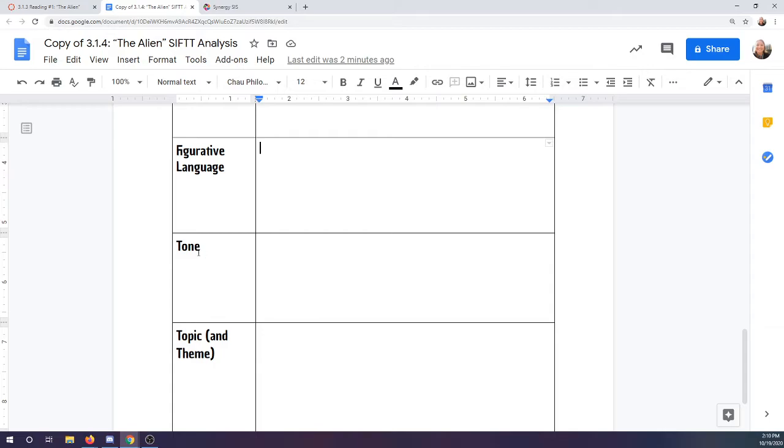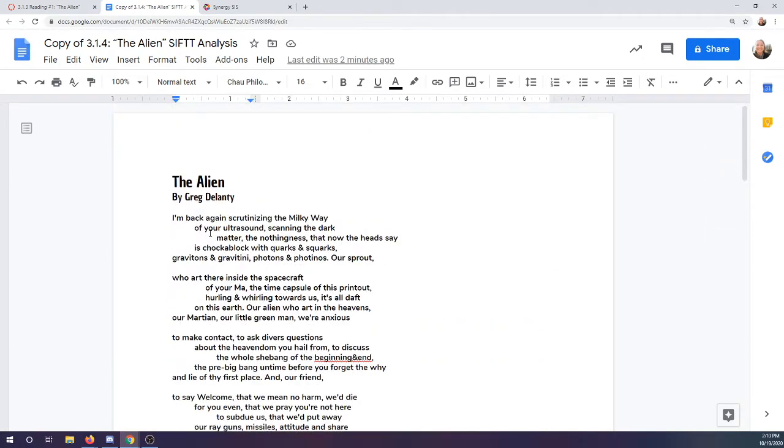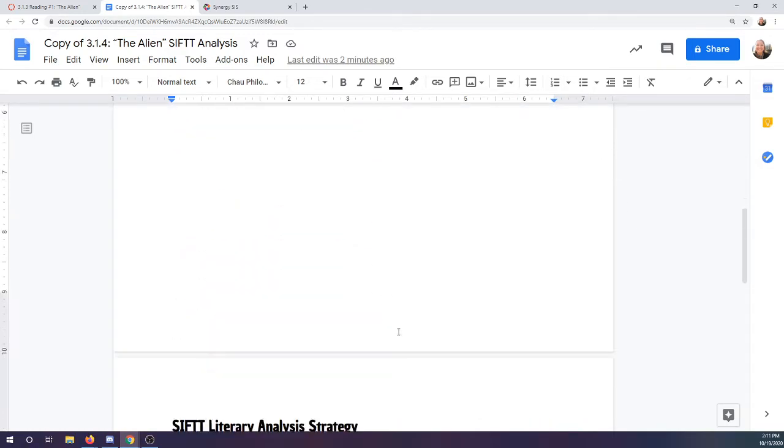And then talk about the author's tone. What is the author's attitude towards their topic? What are the author's beliefs that you can get a sense of in the poem? And remember, we're not talking about the speaker's tone. We're talking about Greg now. Okay, Greg Delanty. How does he feel about his subject? How does he feel about what's going on in this poem? What kind of mood is he trying to get you to feel?